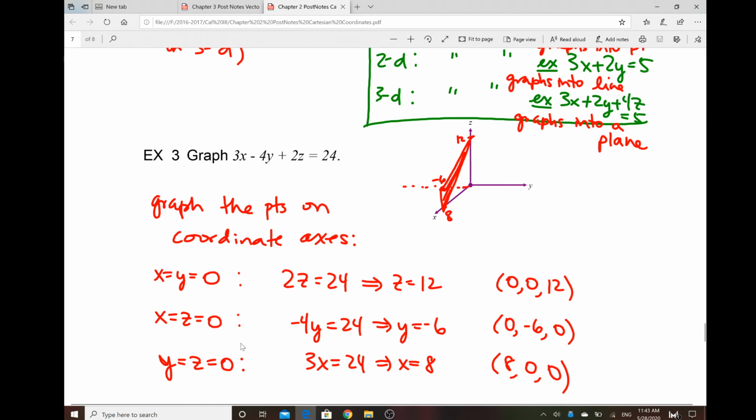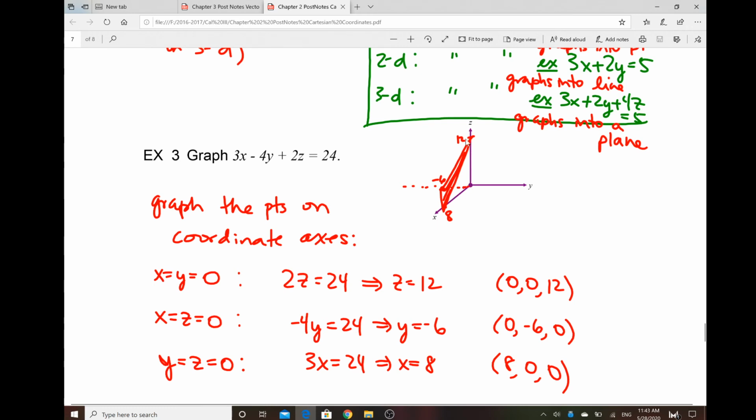And then for the y-intercept, we set x and z equal to 0, so we have y = -6, and then (0, -6, 0). For the x-intercept, we set y and z equal to 0, so 3x = 24, so x is 8. The sign like that means then or therefore. So we got (8, 0, 0). Plot the points. Here's what we found: (0, 0, 12), and then (0, -6, 0), which is to the left on the y-axis because that's negative. And for the x-intercept, we got (8, 0, 0), so it's 8 units forward.